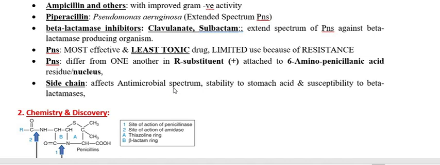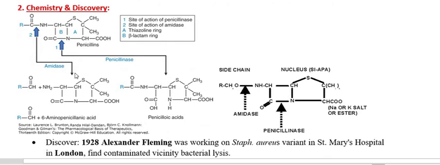Now we have to go through the discovery as well as the chemistry of penicillin. So this is the structure of penicillin. When you see the structure of penicillin, you will find one ring is this one. We are going to call it the thiazolidine ring. The other is B, and this B stands for the beta lactam ring. And this is called the side chain. So this as a whole is the chemical structure of penicillins. They possess this structure.